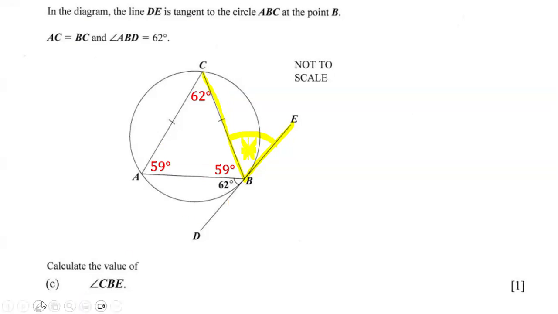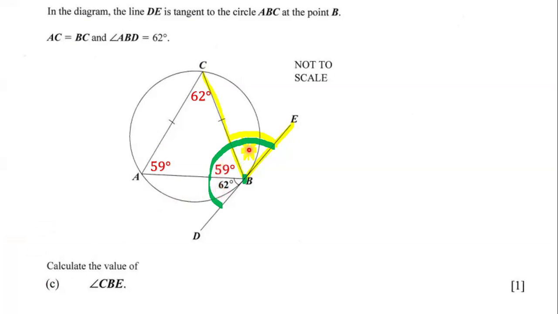The good thing about this is that we have 62 degrees, we have 59 degrees, and we have this angle. Notice that these three angles are on a straight line and they are at a common point. And what do we know about angles on a straight line at a common point? They must add up to 180 degrees.